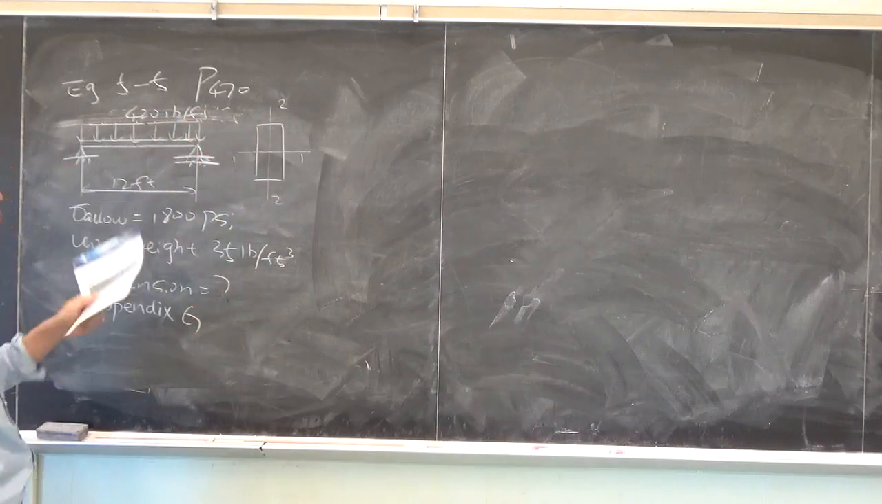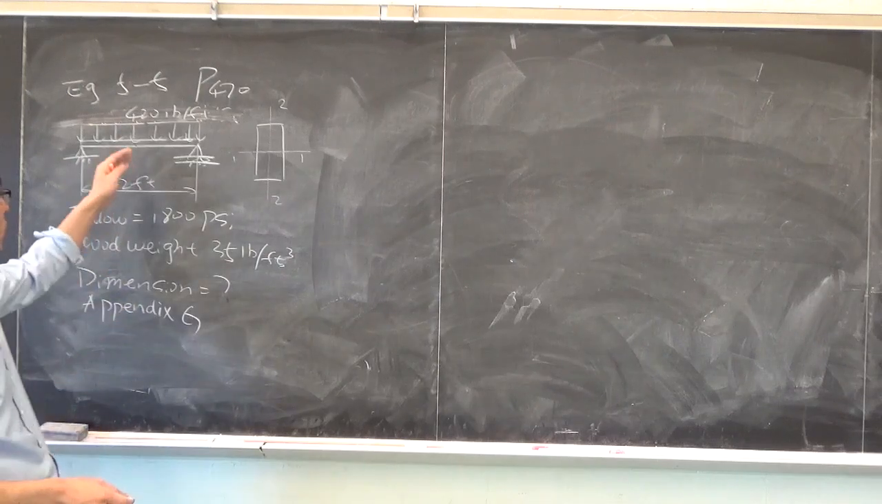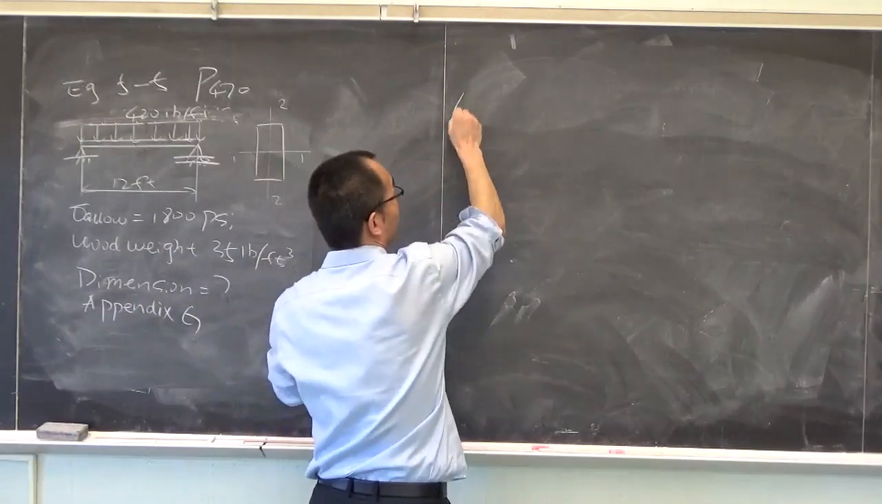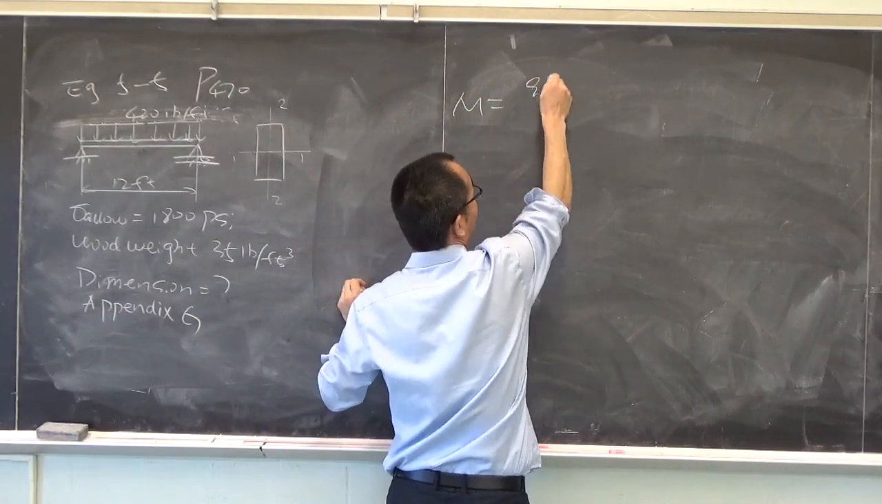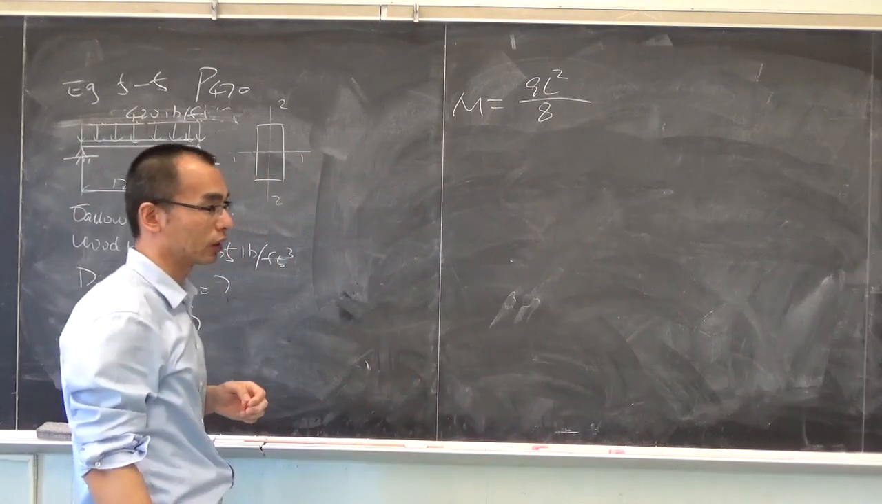So we have a simple beam with a uniformly distributed force, right? Now we know the maximum bending moment will be at the middle point. So it will be qL squared divided by 8. Okay, you can use this equation directly.